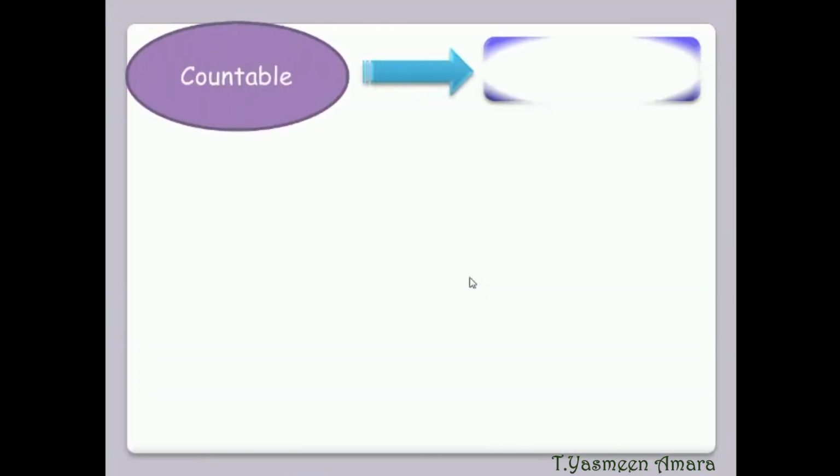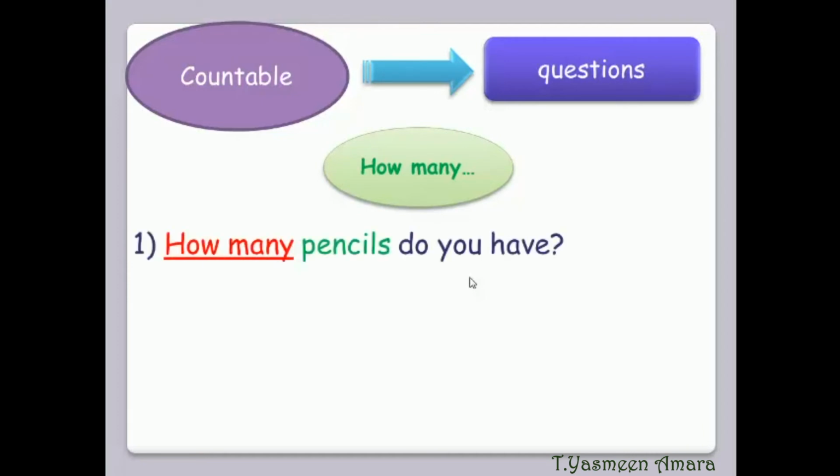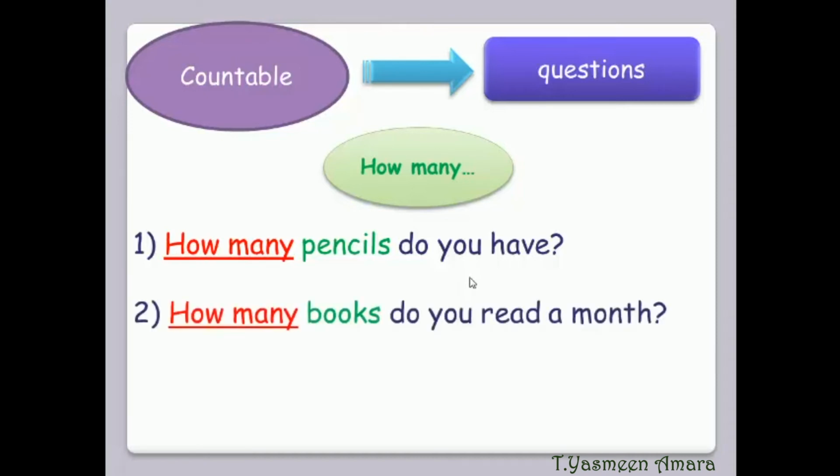And the questions part, but we use how many in a specific way. How many with countable nouns. Okay, look at these examples. How many pencils do you have? How many with countable nouns, the noun also in plural form. Look at example number 2. How many books do you read a month? How many with the plural form of the noun books. Okay?